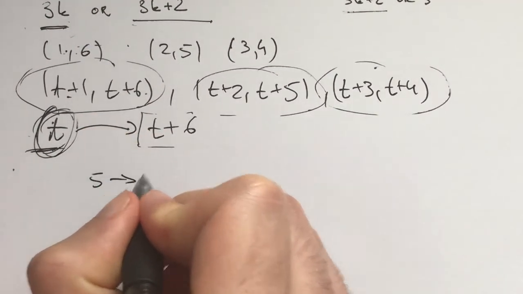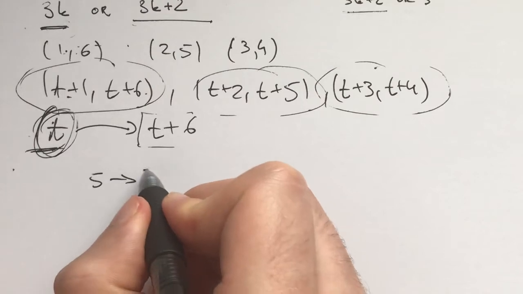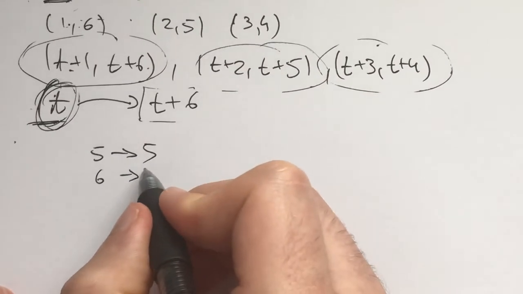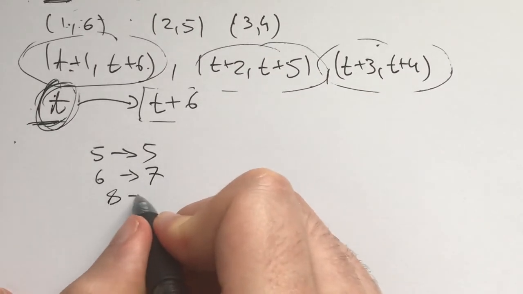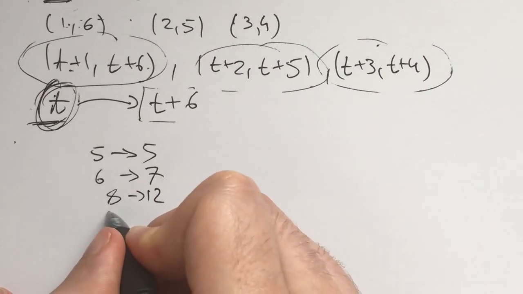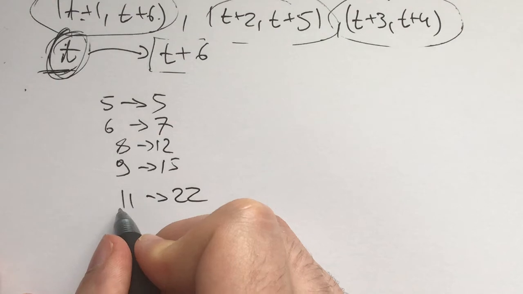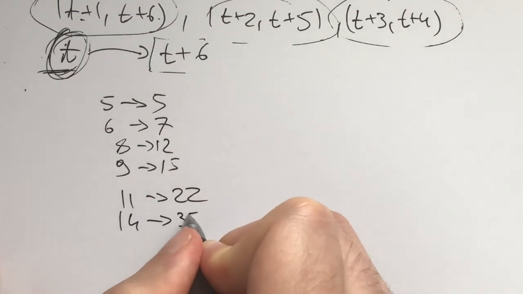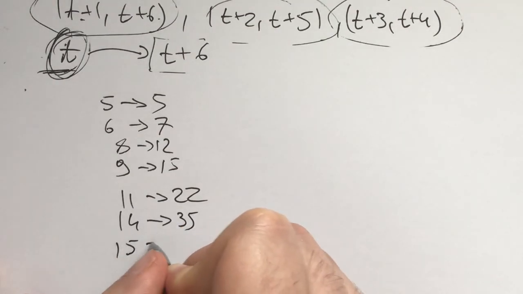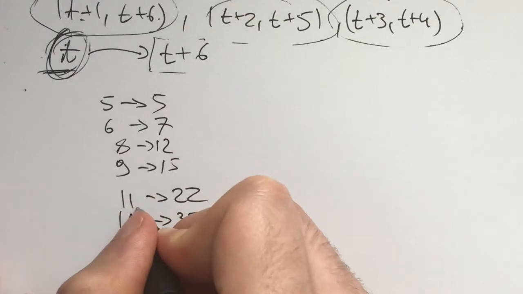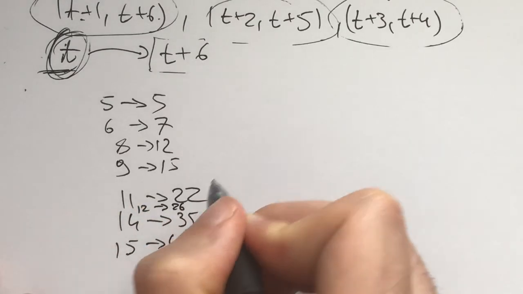For 5, the sum in each of the groups was 5. For 6, it was what? It was 7. For 8, it was 12. For 9, it was 15. For 11, it was 22. For 14, it was 35. And for 15, it was 40. Oh, and for 12, it was 26.